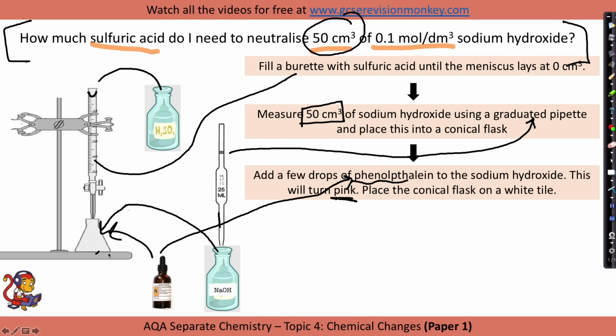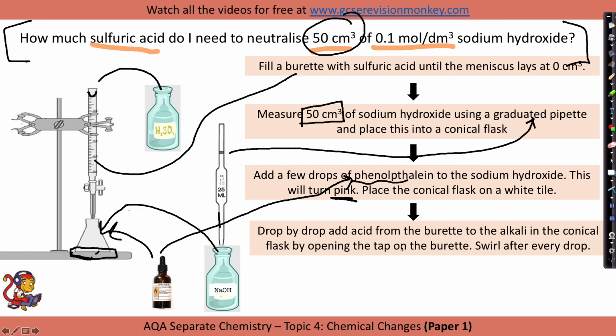Place the conical flask on a white tile, so that will just help us easily identify the end point of the reaction later on. Drop by drop, add acid from the burette to the alkali in the conical flask by opening the tap on the burette and swirl after every drop. So we'll be dropping the acid into the conical flask by opening this tap and by hand just swirling it as it goes in.